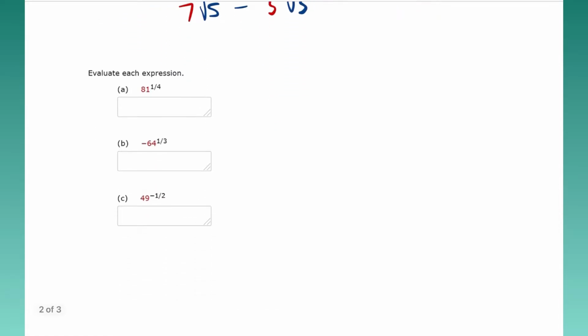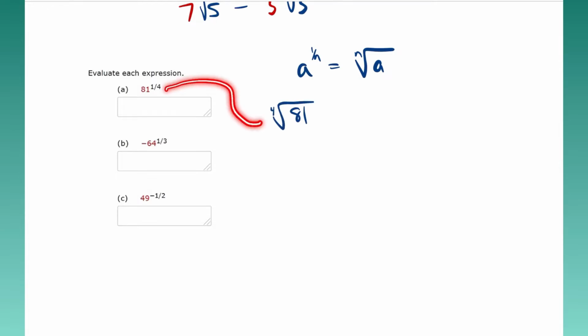All right, these are called rational exponents because they're fractions. So what we do here, we're going to use this fact: a to the 1 over n is the same thing as the nth root of a. So this first one becomes the fourth root of 81. So we're asking ourselves, what number to the fourth power gives you 81? Turns out to be 3.